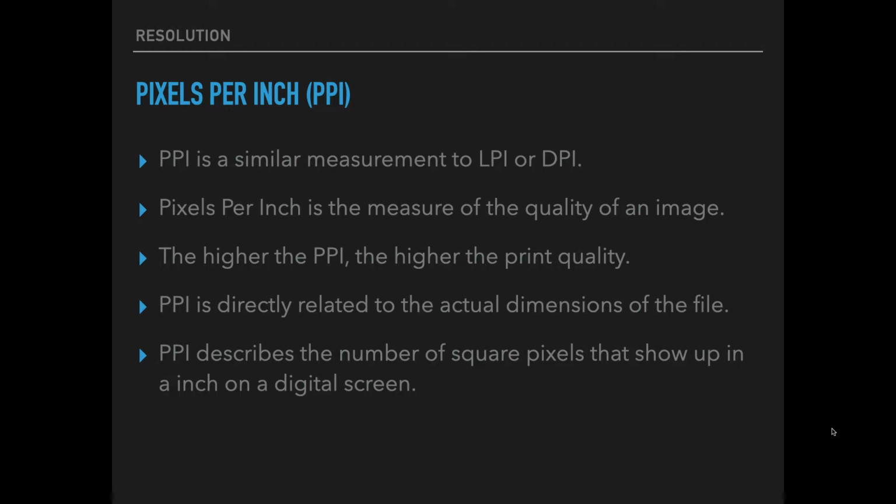Pixels per inch. PPI is a similar measurement to LPI or DPI. Pixels per inch is the measure of the quality of an image. The higher the PPI, the higher the print quality. Pixels per inch directly relate to the actual dimensions of the file. PPI describes the number of square pixels that show up in an inch on a digital screen.